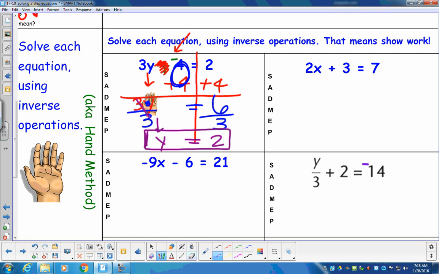Now what we really should do at this point is the check step. So I'm going to erase this up here so we have some room to work. We're going to take that 2 and substitute it back in.